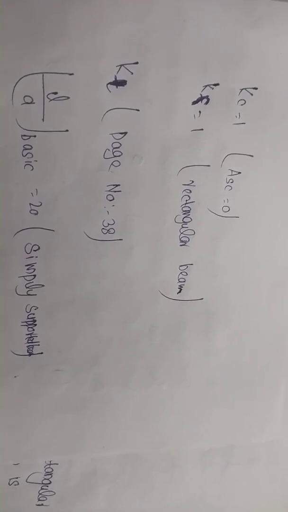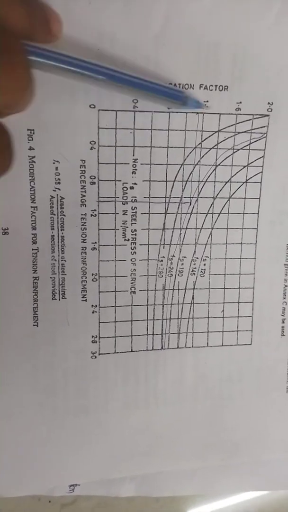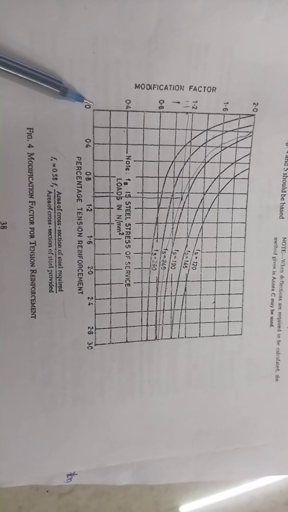Then what is KT? First you want to take page number 38. KT means the modification factor of tensile reinforcement. So this is page number 38, and for the calculation, these are the values of KT. The y-axis gives the value of KT, that is the modification factor. First you want to take the percentage of tensile reinforcement, which is already given in the question as 1.6.